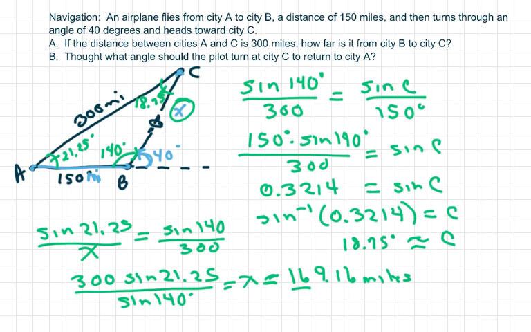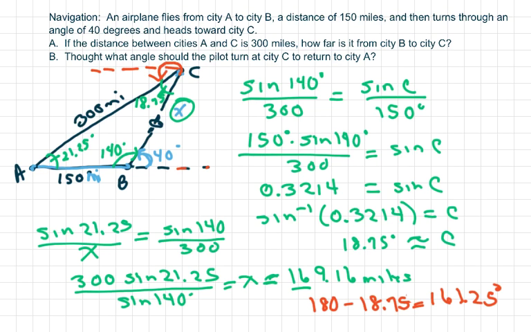Now, to find the angle to turn, you're going to subtract C from 180. So that's all you have to do. When we turn here, we're turning this way. So think of it this way, just like we did down here. To turn, all you're going to do is 180 minus 18.75, and that is going to equal 161.25 degrees. So that's what the pilot needs to turn through an angle to return to C.